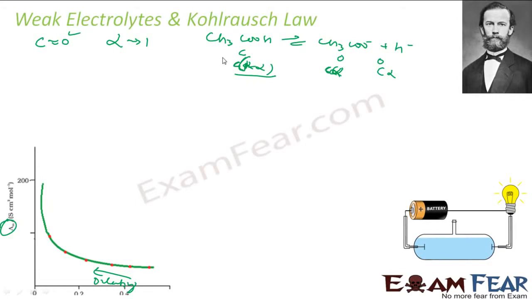But at such low concentration, the conductivity of a solution is very, very low, and it cannot be measured accurately. So Kohlrausch came up with the law of independent migration, which says that at infinite dilution, the molar conductivity of this solution is nothing but the sum of the molar conductivities of the individual ions.